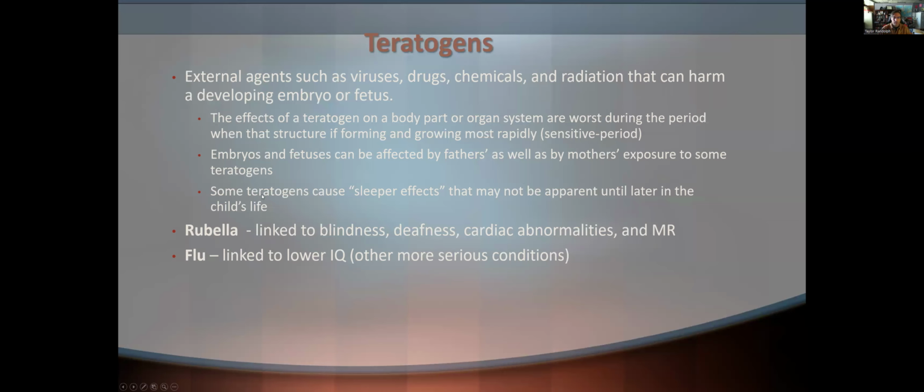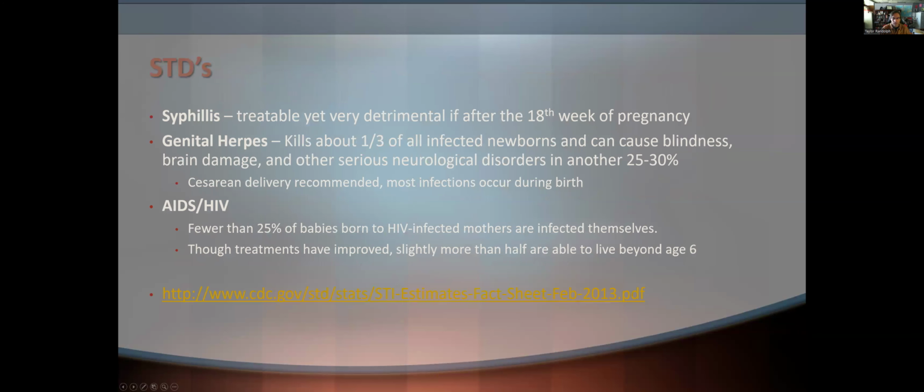And some teratogens may cause sleeper effects that aren't really apparent until later in life. Rubella can cause blindness, deafness, cardiac abnormalities, and intellectual disability. The flu has been linked to lower IQ with really severe high fever and other serious conditions. So, mom, we need to take care of moms if we can. STDs might also be considered a teratogen.